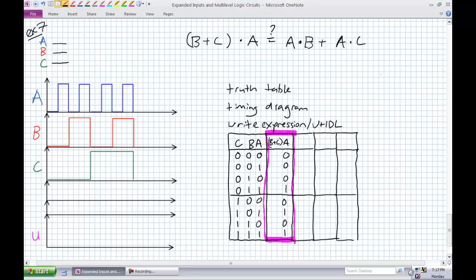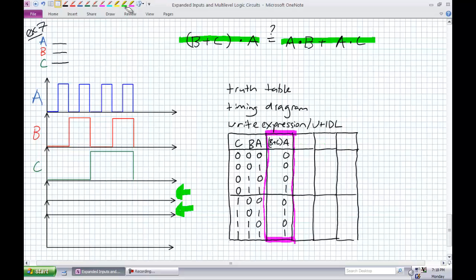Okay, so here we are, all set up for example seven, and this is the great question we're trying to ask. Does our original expression, B or C ANDed with A, via the distributive property, equal A and B ORed with A and C? Down here in pink, I've drawn our original expression. I've added two separate intermediary columns, and I've got our final expression here.